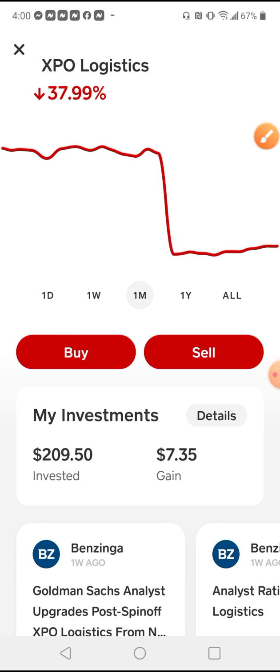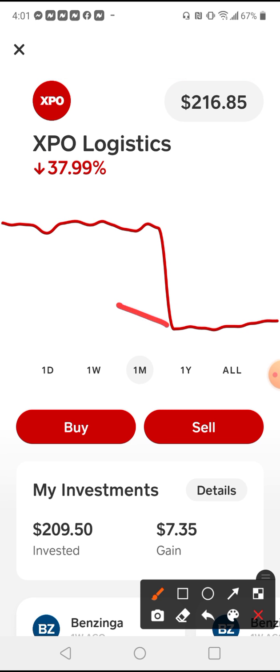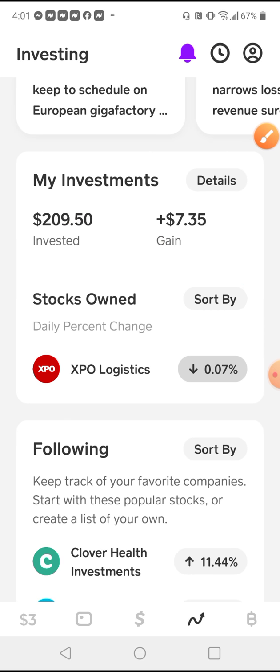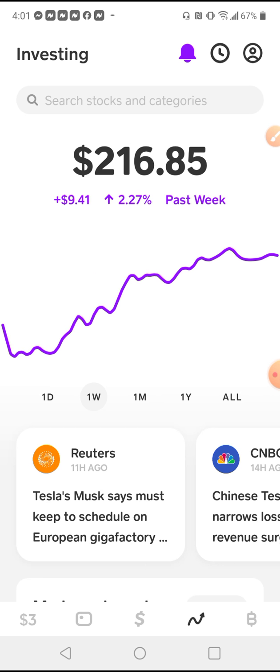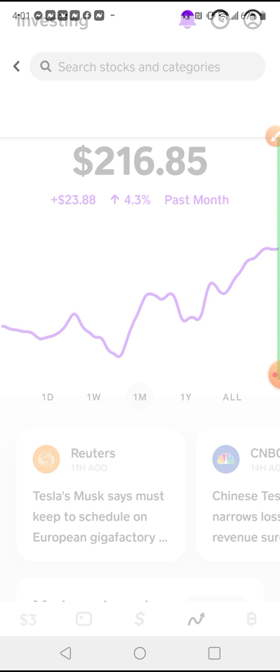Free money. So that's why I jumped in on XPO when I saw that it was down that much. That's why I'm able right now, even though it's down for today, for the week, to be up $9 for the month, up $23 so far, because I had two positions.